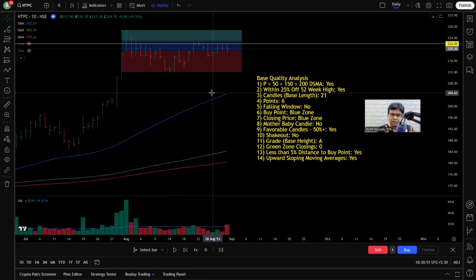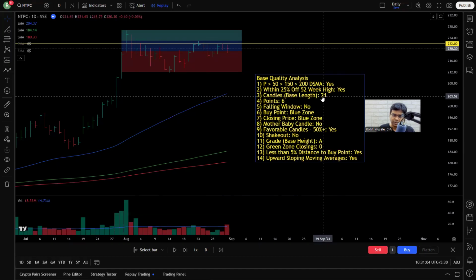So how many green bars are there on high volume? We count that. How many red bars are there on low volume? We count that. Those are the number of favorable candles. So out of 21, 11 bars are in our favor, right? So it's more than 50%.